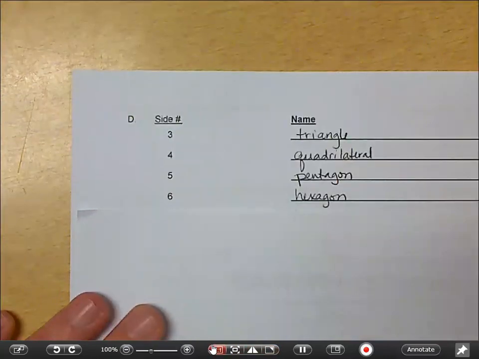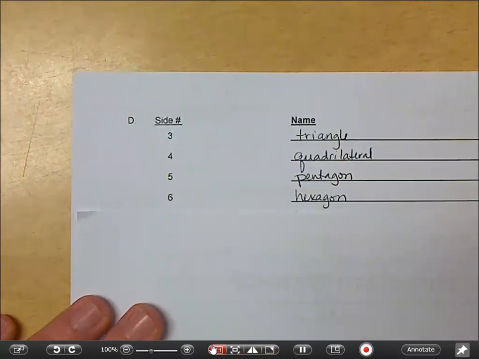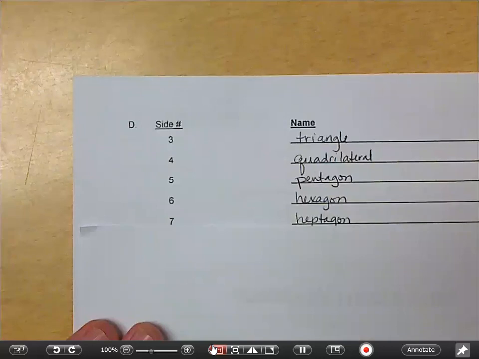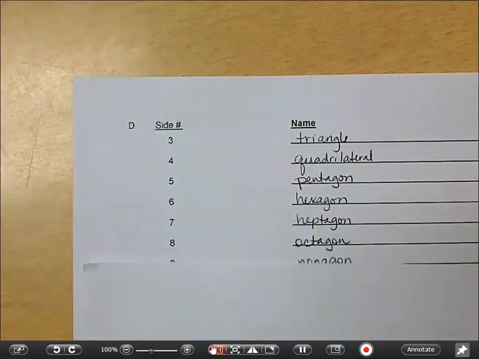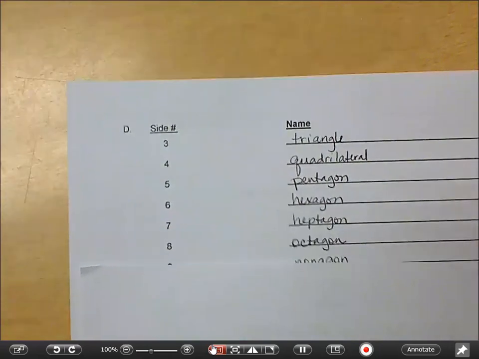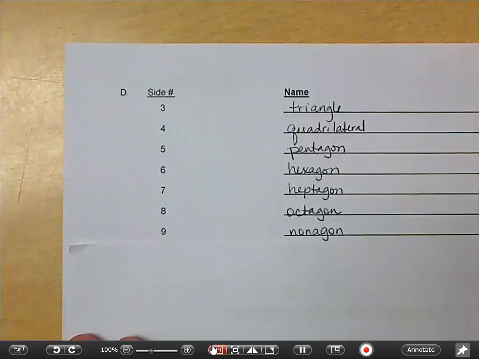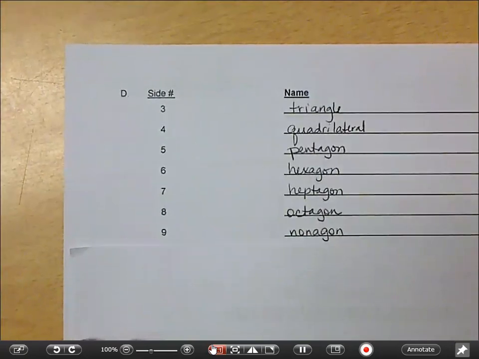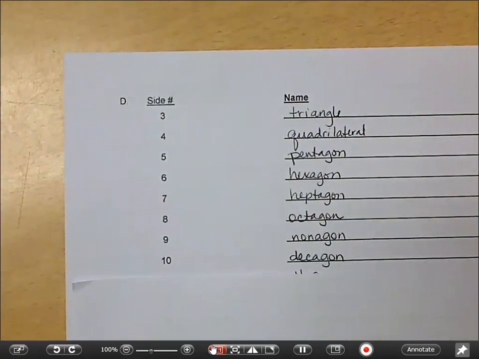Here's where I get a little rusty on having the names memorized. I've gotten a little better over time, but anything above 6, you might want to refresh just so you have them in your memory bank. 7, heptagon. You probably know 8 as an octagon. 9, it kind of sounds like it has the word 9 in it, a nonagon. 10, we got a decagon. Think a decade has 10 years in it, so decagon has 10 sides.